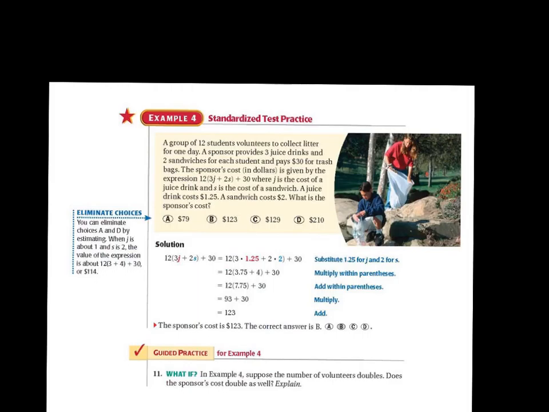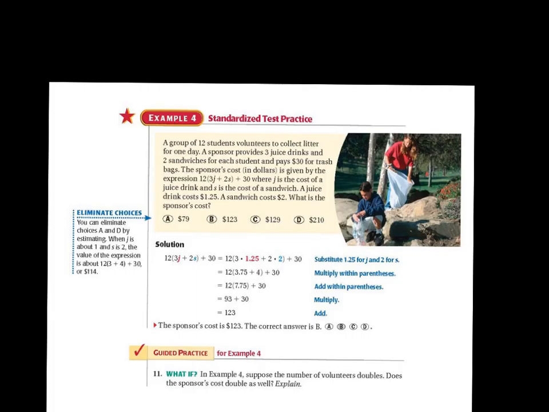Okay, so we have a standardized test practice question here. It says a group of 12 students volunteers to collect litter for one day. A sponsor provides 3 juice drinks and 2 sandwiches for each student and pays $30 for trash bags. The sponsor's cost in dollars is given by the expression 12 times (3J plus 2S) plus 30, where J is the cost of a juice drink and S is the cost of a sandwich. A juice drink costs $1.25, a sandwich costs $2. What is the sponsor's cost?